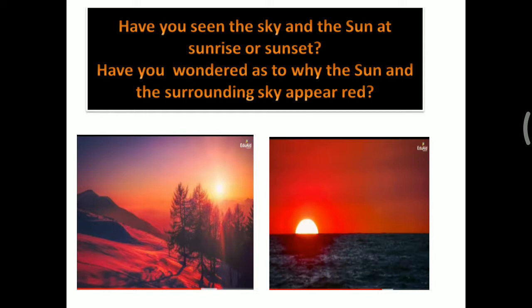The next one: have you seen the sky and the sun at sunrise or sunset? Have you wondered why the sun and the surrounding sky appear red? Look at these two images. Here the sky appears reddish during the sunrise and also the sunset. Why does it not appear blue or yellow or violet? It appears only red. What is the reason? We will see the reason.